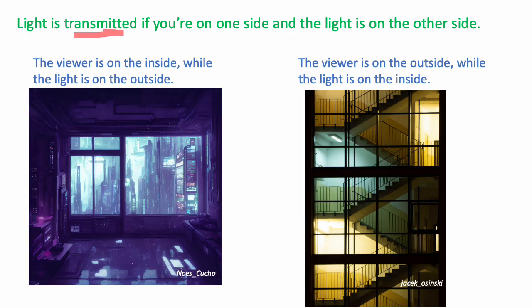Light is transmitted rather than reflected if you're on one side and the light is on the other side. So in this picture, the viewer is inside looking out and the light is outside coming into the viewer, so it's transmitted through the glass. In this case, the viewer is on the outside looking at this lit staircase, and so the light from the inside comes out, is transmitted out to the viewer.